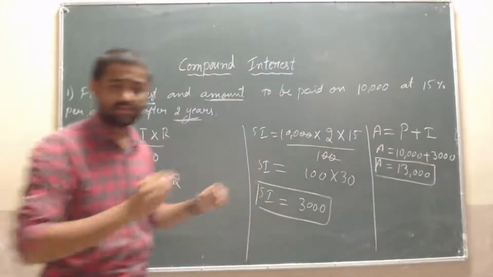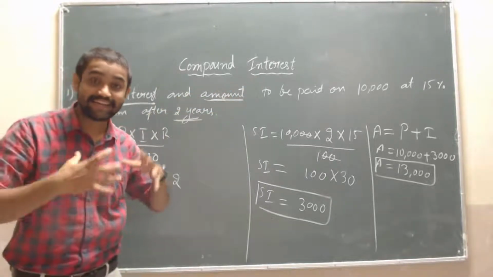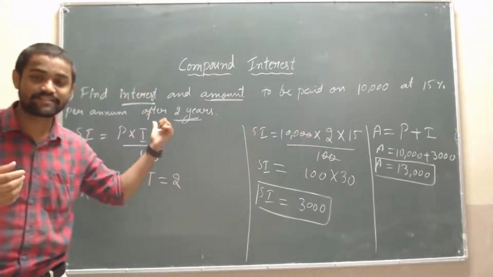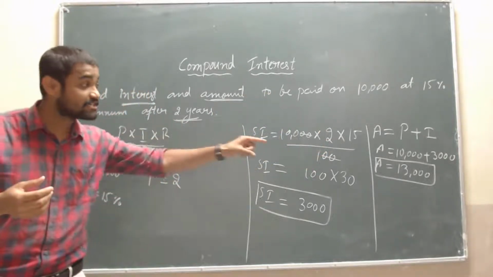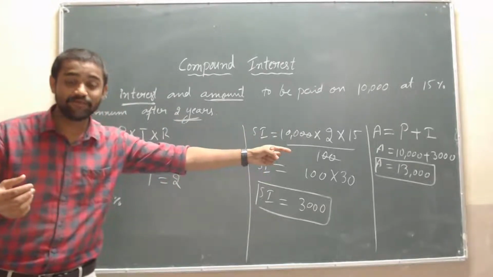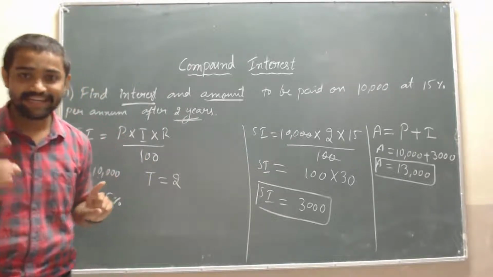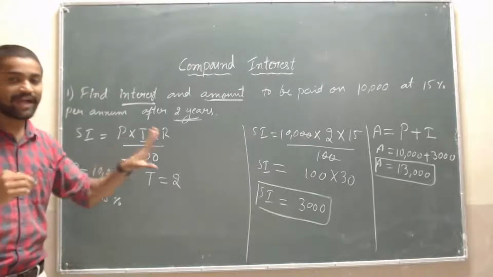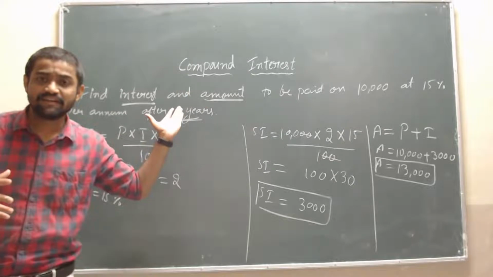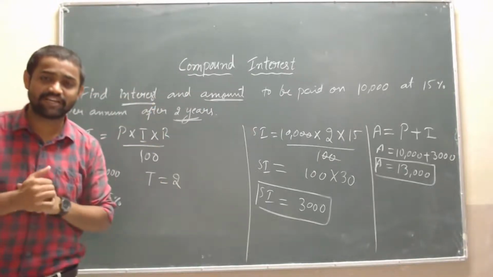What is this amount? If he has taken a loan of 10,000 rupees, he has to return 13,000 rupees after 2 years. Yes, that 13,000 is the amount, student. It is simple, it is as it is. This is a simple interest problem, which you did in 7th standard.